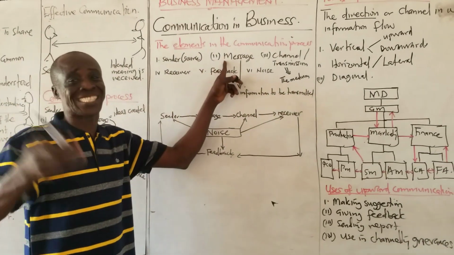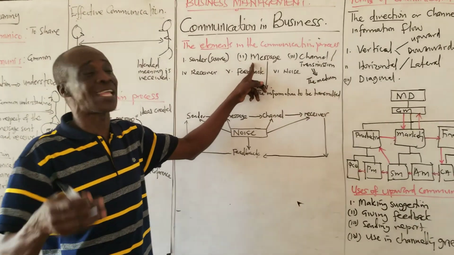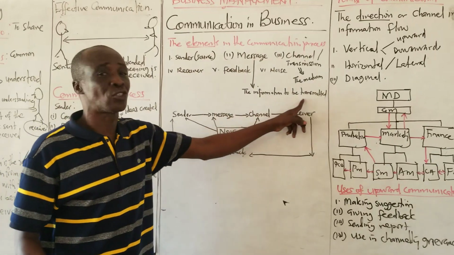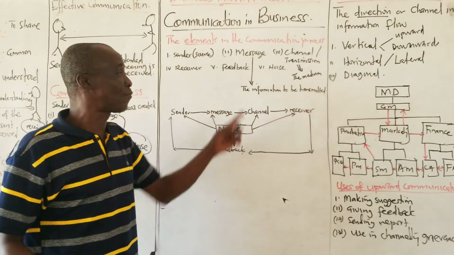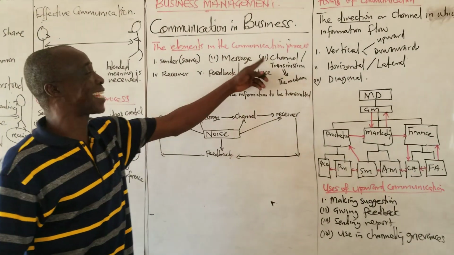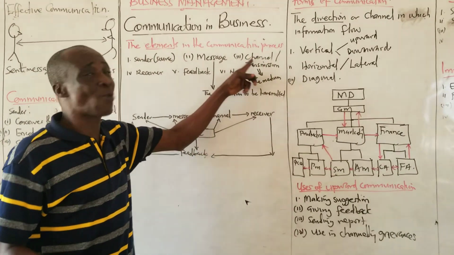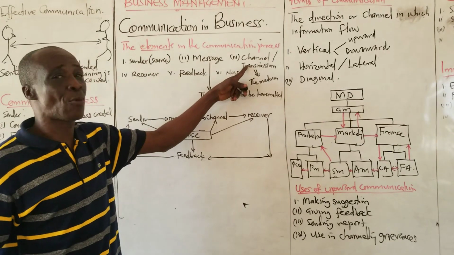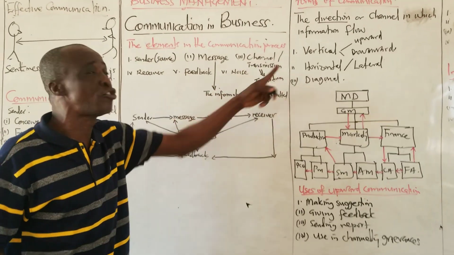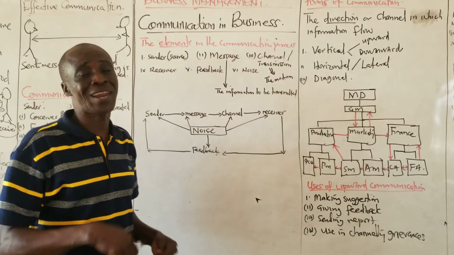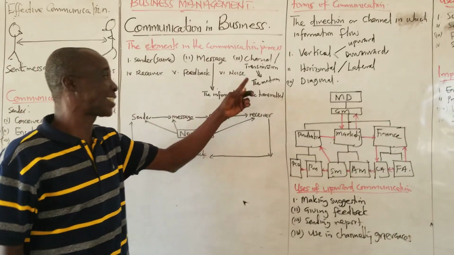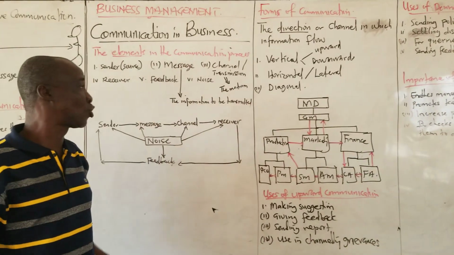Then the message itself. What is the message? The information to be transmitted. That's the message. Then the channel or transmission. The third one is the channel or the transmission. What is the channel or the transmission? That is the medium that you are using, whether it is oral, written, or whatever it is.